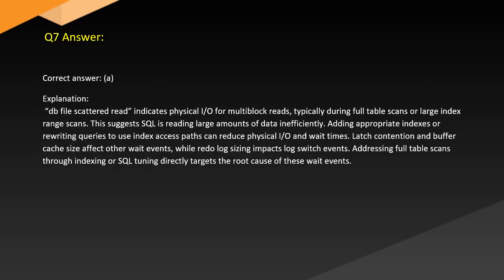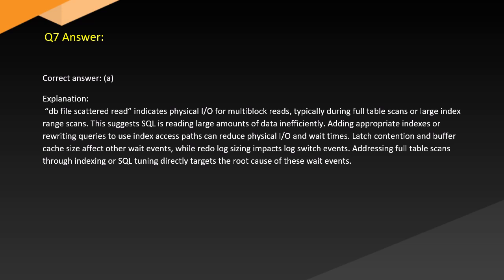Answer. Correct answer. A. Explanation. DB file scattered read indicates physical I/O for multi-block reads, typically during full table scans or large index range scans. This suggests SQL is reading large amounts of data inefficiently.